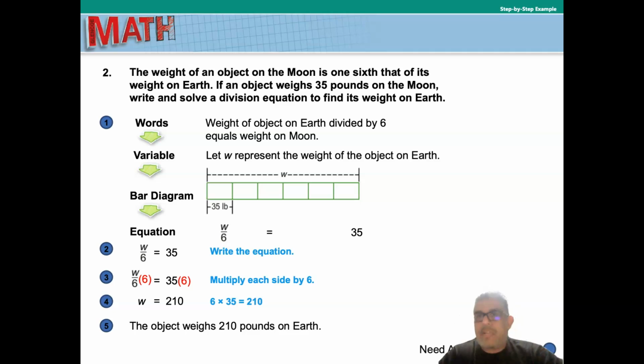I wish I had my annotation pencil to show you what this will look like when you multiply 35 by 6, and it doesn't let me annotate. I might try to add it later. So again, a complete sentence: the object weighs 210 pounds on Earth, and that comes from knowing that it's 1/6 the weight of Earth. Notice that there's no question here, but it's right here: find its weight on Earth. That's how they derive the answer in a complete sentence.